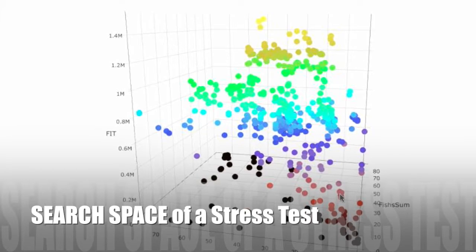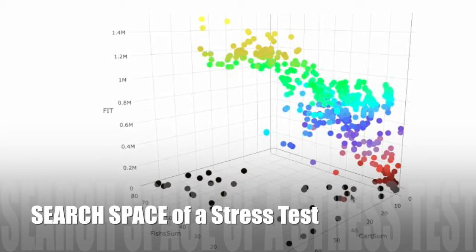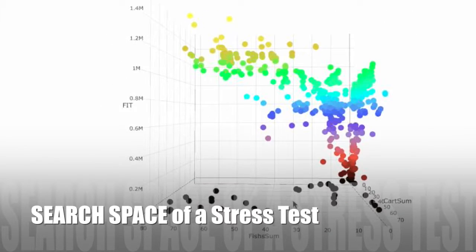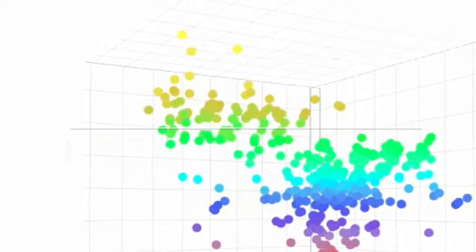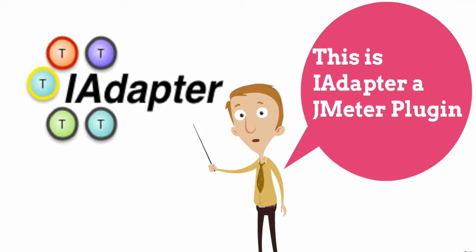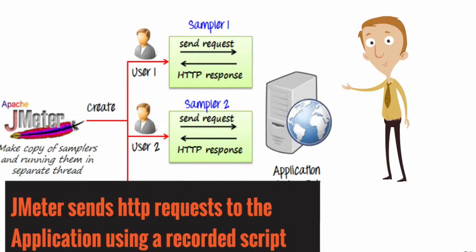The application of meta-heuristic search techniques to test case generation is a possibility which offers many benefits. Meta-heuristic search techniques are high-level frameworks which utilize heuristics in order to find solutions to combinatorial problems at a reasonable computational cost. This is the IAdapter. The IAdapter is a JMeter plugin to perform search-based stress tests. JMeter is a load testing tool that performs HTTP requests for a test application.